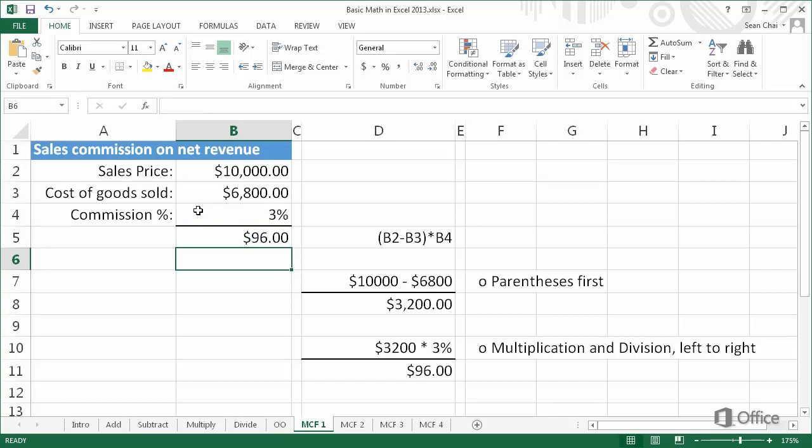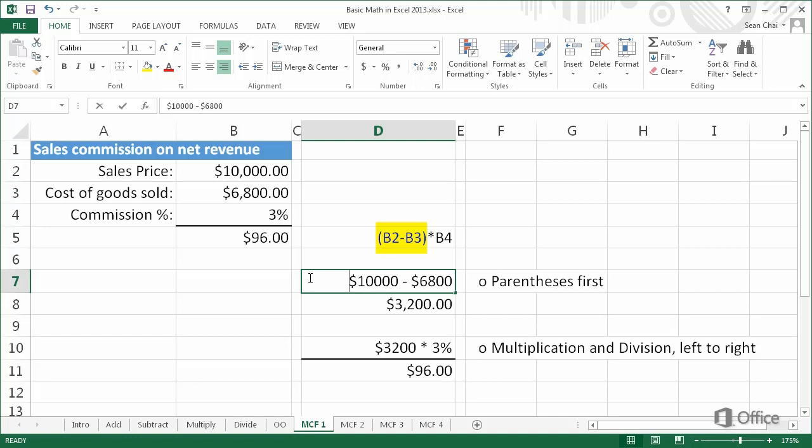Let's take a look at how this works in a formula. Because the cell references are in parentheses, first the cost of goods sold is subtracted from the sales price. This returns a net profit of $3,200. This is then multiplied by 3%, returning a commission of $96.